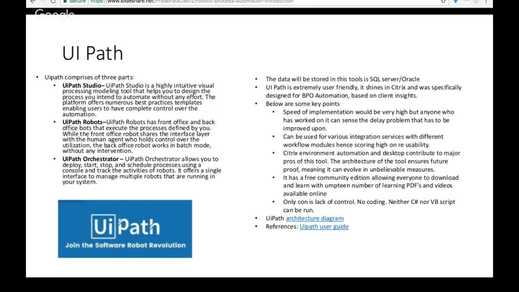Basically, there are three components. One is UiPath Studio. This is where you design your processes and flows. Then you have UI robots. These are the agents that run on specific servers, and once you have defined a process, you push it to these robots to be executed.